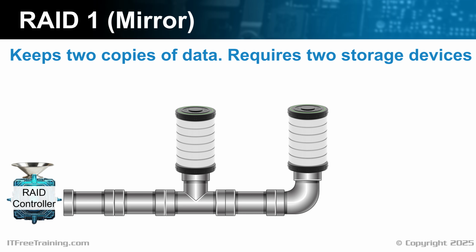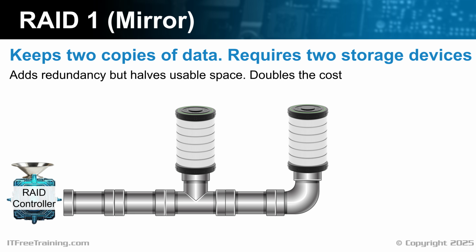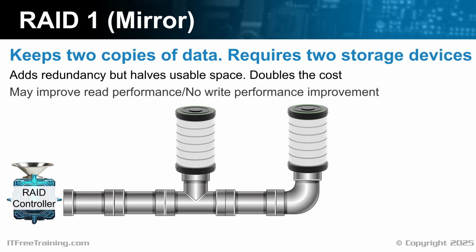The next RAID level I will look at is RAID 1, commonly referred to as mirroring. RAID 1 maintains two identical copies of the data using two storage devices. While this approach reduces the usable storage space by half, effectively doubling the cost, it adds redundancy by adding a second copy. Having two storage devices may improve read performance but does not improve write performance. There is no write performance improvement because both copies of the data need to be updated on both storage devices.